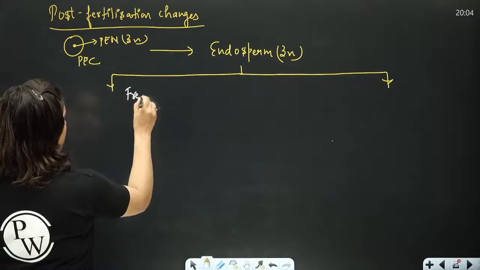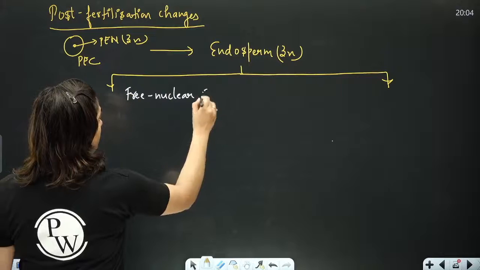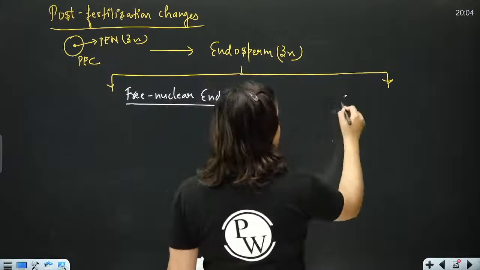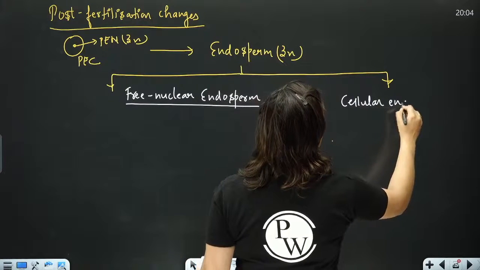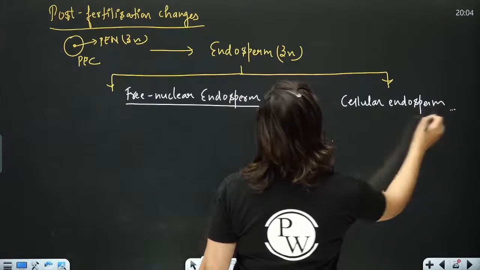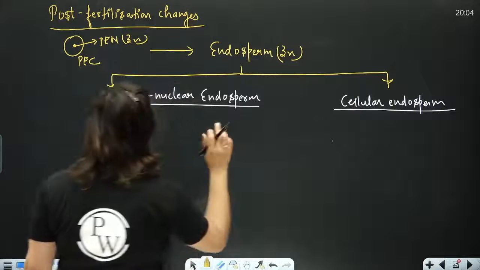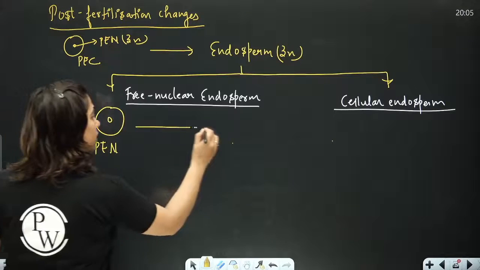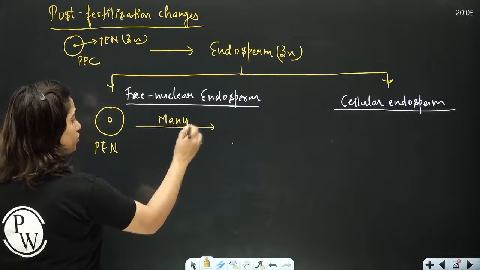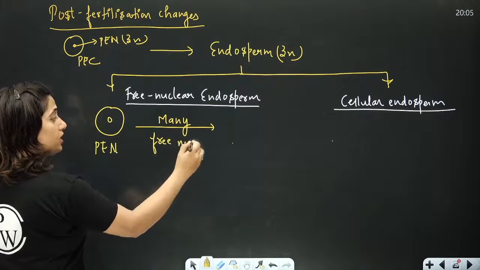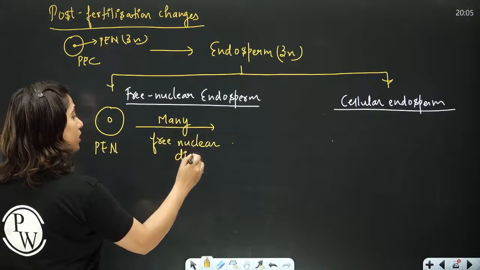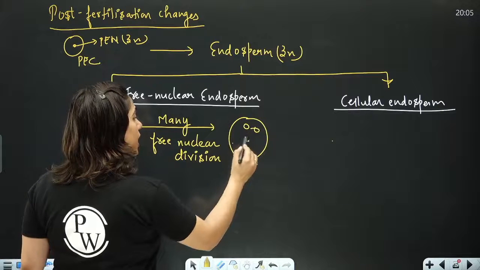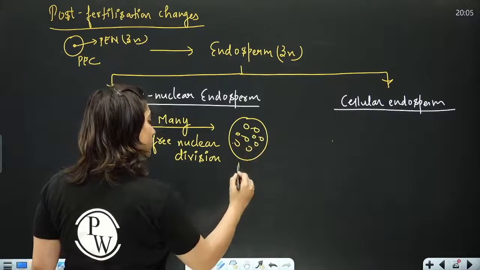It can be free nuclear endosperm, or it can be cellular endosperm. Now, what is the difference between the two? In free nuclear endosperm, the PEC initially undergoes many free nuclear divisions. And now you understand the meaning of free nuclear division, that only the nucleus will divide and not the cytoplasm. So after many free nuclear divisions, a multinucleated structure is formed.